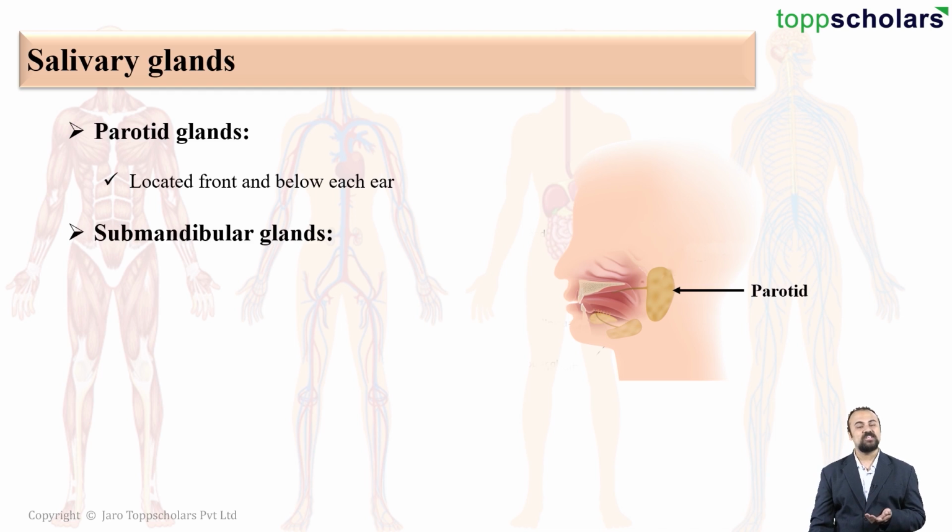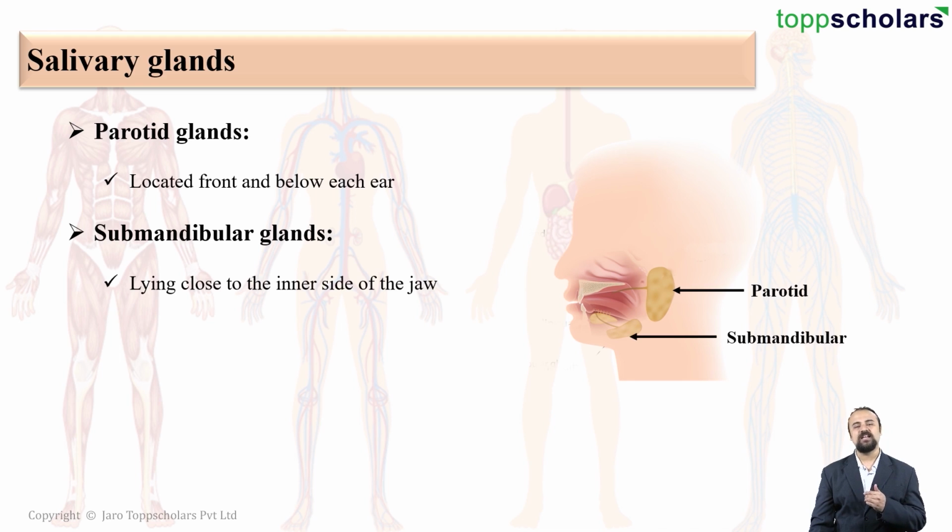Also students, next we have the submandibular glands. Look at this word, sub meaning below, and mandibular standing for the lower jaw. So I can say these are a pair of glands present below the lower jaw. Or I can also say that they are lying close to the inner side of the lower jaw.